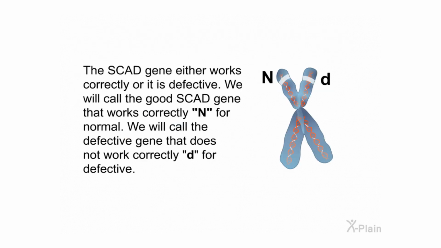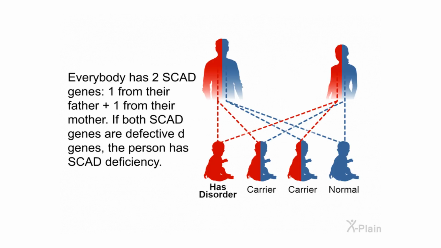The SCAD gene either works correctly or it is defective. We will call the good SCAD gene that works correctly N for normal. We will call the defective gene that does not work correctly D for defective. Everybody has 2 SCAD genes, one from their father plus one from their mother. If both SCAD genes are defective D genes, the person has SCAD deficiency.